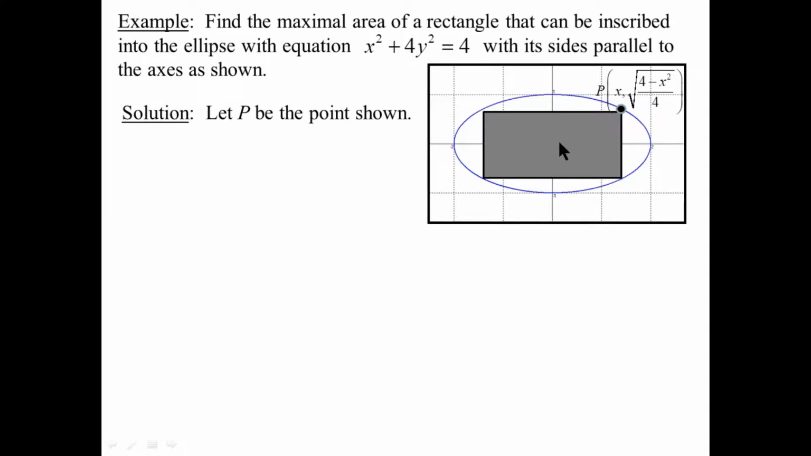And if there's an origin here, then this must be x displaced to the right of the origin, and then y displaced upwards, but we know that y equals the square root of (4 minus x squared) over 4, because when we solve this for y, that's what we get. Dragging the x squared and dividing by 4 and taking the square root, we have y equals the square root of (4 minus x squared) all over 4.